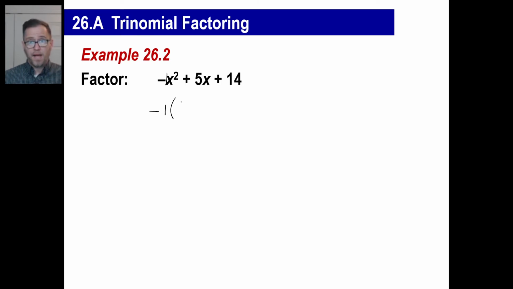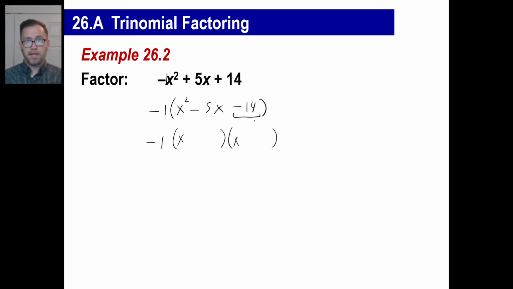So once we pull out a -1, we divide all these terms by -1, we get x squared. And this time we get -5x and we get -14. Okay, so keep the -1 down there. And let's knock this into two binomials, x and x. Well, as soon as you see that two numbers multiply to give you a negative, you got to know one of them is negative and one of them is positive. Those two numbers also add to give you -5.